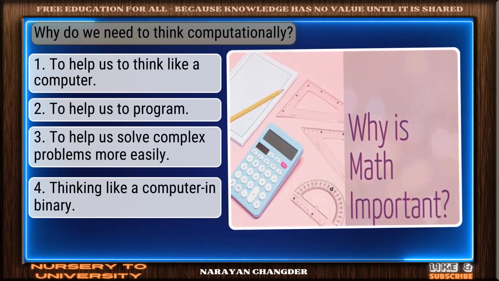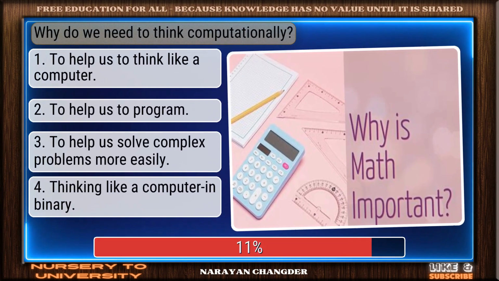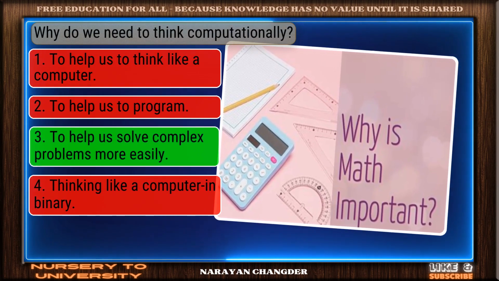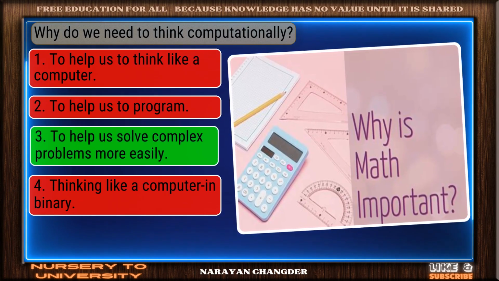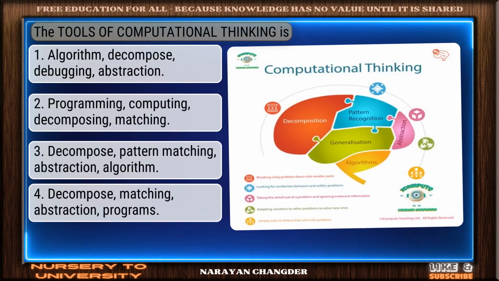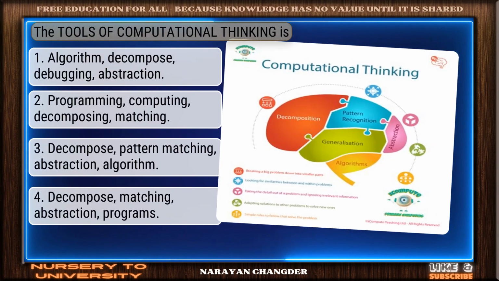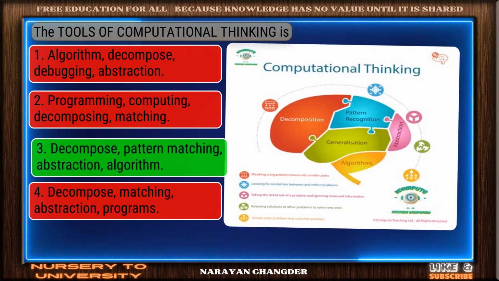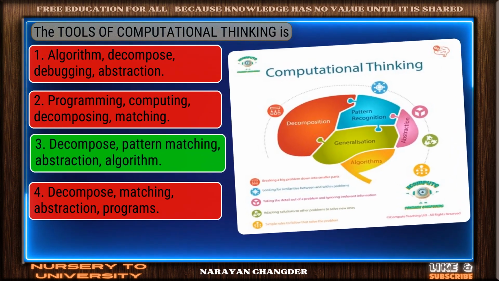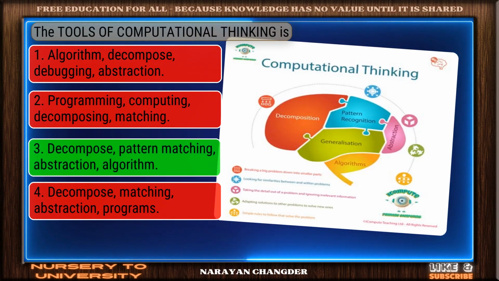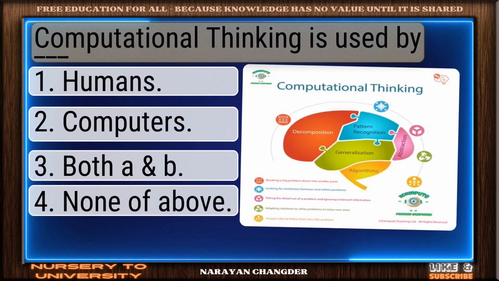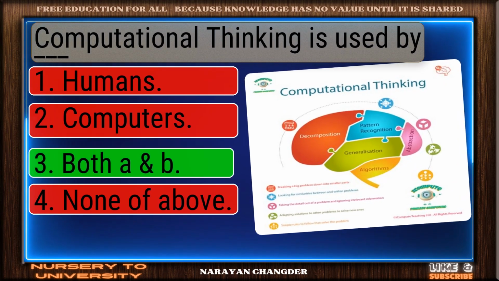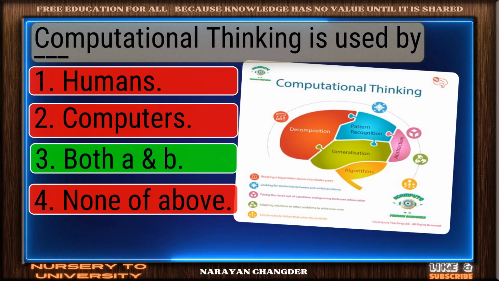Question number 67. Why do we need to think computationally? You're right. To help us solve complex problems more easily is the correct answer. Question number 68. The tools of computational thinking is dash. Decompose, pattern matching, abstraction, algorithm is the correct answer. Question number 69. Computational thinking is used by dash. Right choice. Both A and B is the best answer.